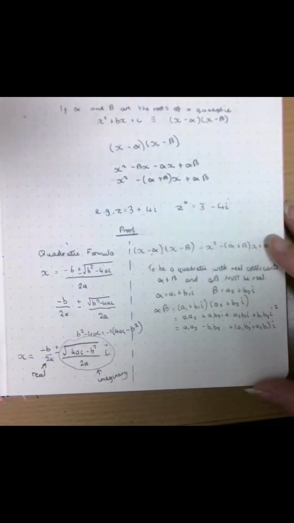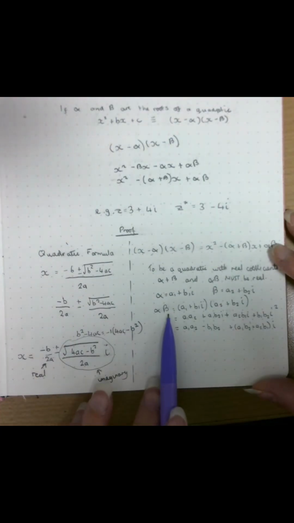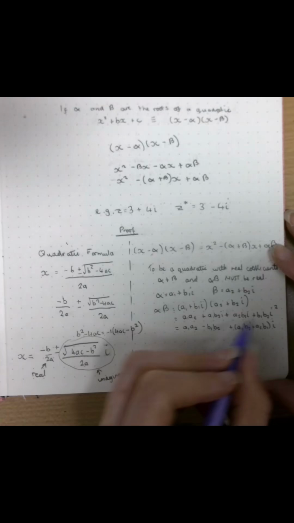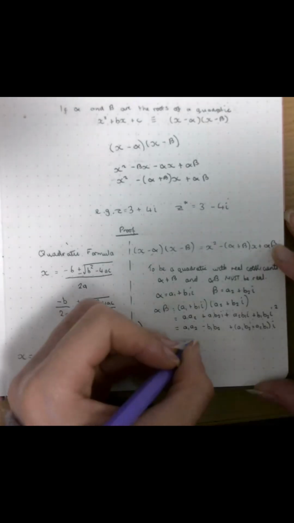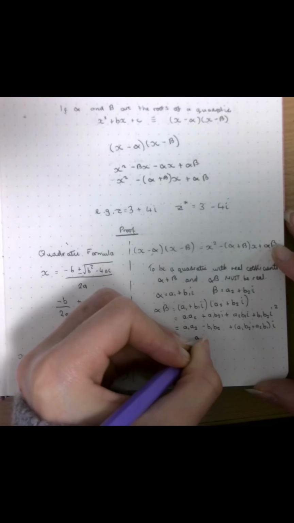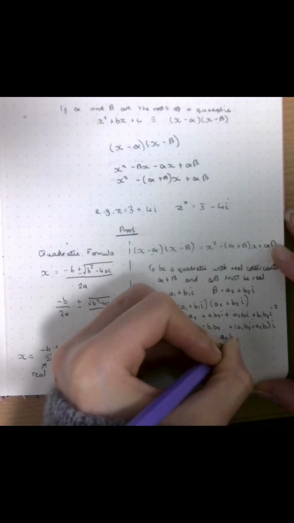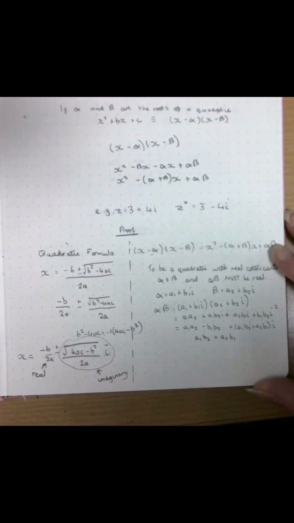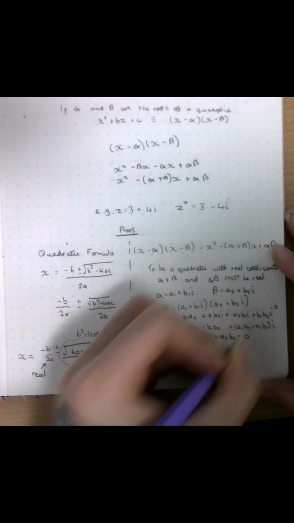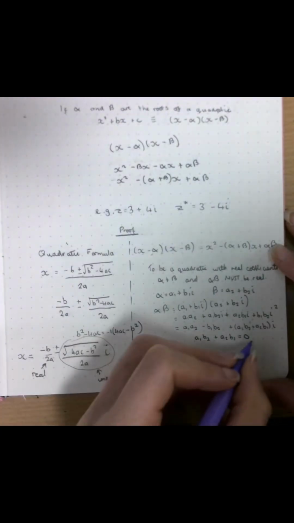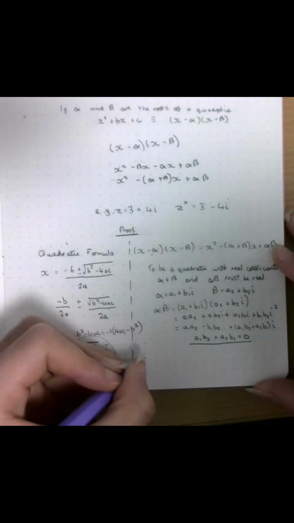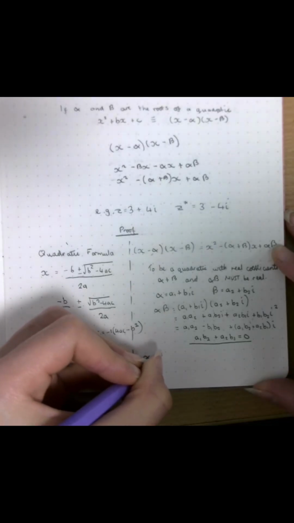And I've done all that to say, well, I know that alpha beta has to be real. Therefore, any bit that's imaginary must equal 0. So that gives us this thing here: a1 b2 plus a2 b1 must equal 0. So we know this.